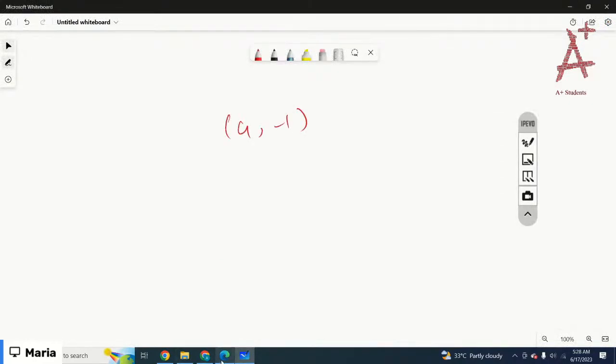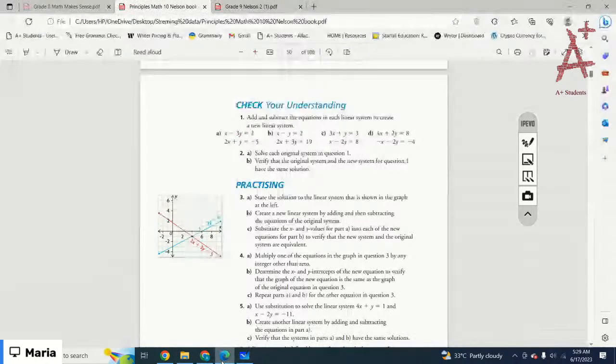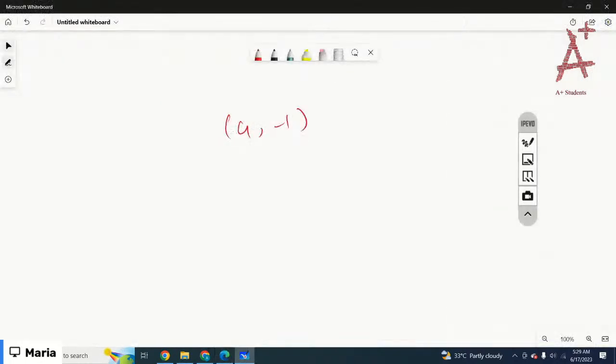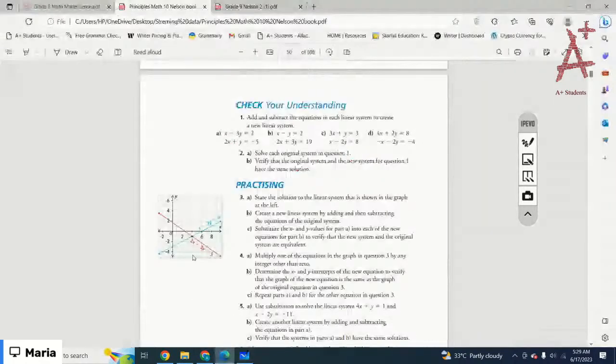Let's see in B what we have to do. Create a new linear system by adding and then subtracting the equations of the original system. So we have to create another system. The equations given are x minus 2y equals 6, and the second one is 2x plus 3y equals 5. Basically, we have to write down the equivalent equations.